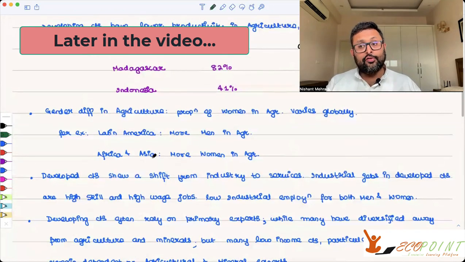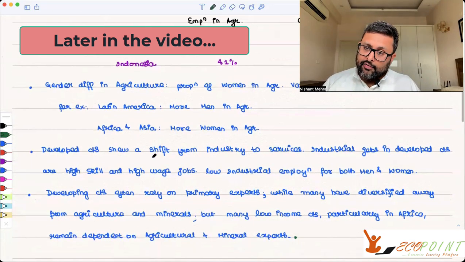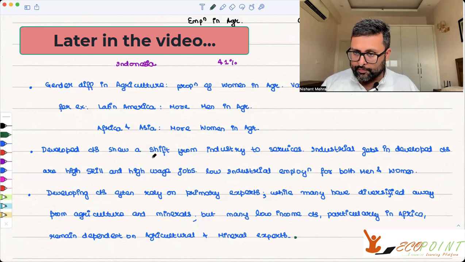In agriculture also, you'll find that there is a lot of variability in employment. More women are employed in agriculture in Asia and Africa, while more men are employed in agriculture in Latin America, particularly in the developing countries. In the developed countries, many of the manufacturing sector jobs are high-skilled, high-paying jobs. But if you look at employment in the industrial sector in the developing countries, you will find low industrial employment for both men and women.